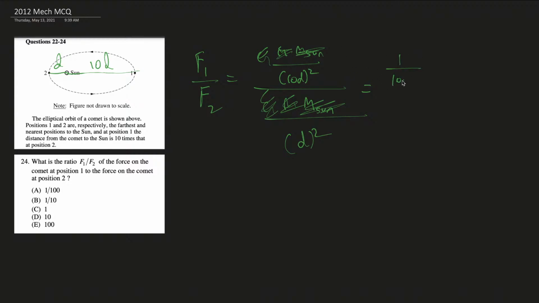We get 1 over 100 d squared over 1 over d squared. If we bring the d on top, you get d squared over 100 d squared, and then these can cancel, and you get 1 over 100. And that should make sense because the force here is definitely larger. I mean, you can cross C, D, E off immediately because the ratio of the forces can't be greater than 1. So it has to be A.